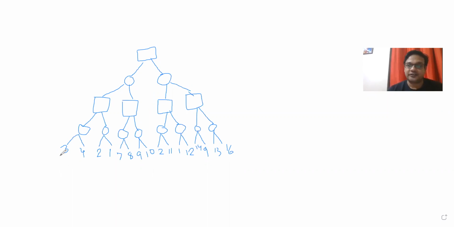So here the value is 3. The minimum of 3 and 4 will be 3 here. So the beta value is 3 and alpha will also be 3 here. And if I come down in this direction, so this beta is 2 here, it is 2.